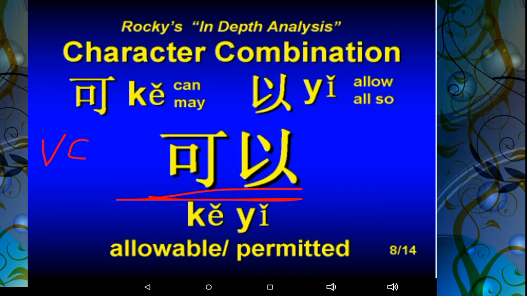Now, what does 可 mean? 可 means can or may. Okay, that's what this character means. But this other character, 以, means to allow, and it also means also.